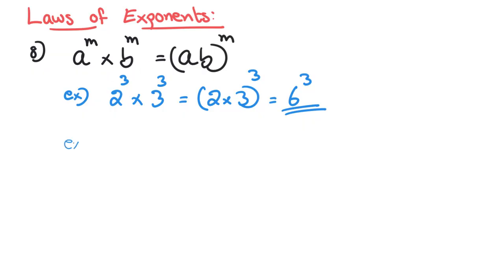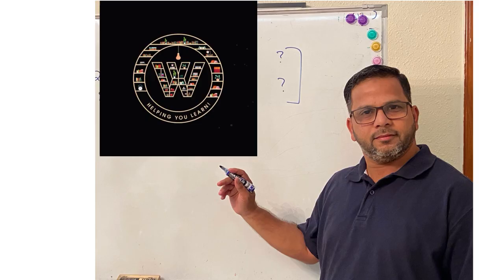For example, look at this. x times y, the whole thing to the power 5. How can I apply the law? Can I write this as x to the power 5 times y to the power 5? Yes. So you must be able to navigate the laws forward as well as backwards. This is going to help you a lot when you are going to simplify problems where you will have to apply many laws in the same problem. Fine. I hope you understood the lesson.